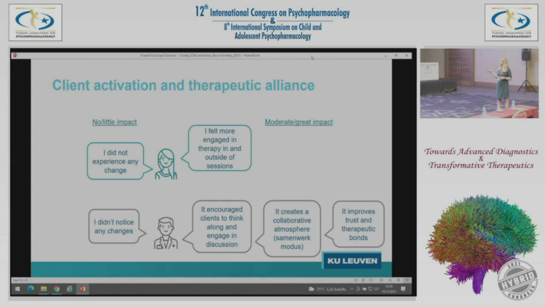In terms of client activation and therapeutic alliance, some people said it had no or little impact. I did not experience any change in that. Other people said I felt more engaged in therapy in and outside of sessions. And that is, of course, one of the things that we're really aiming for with these sort of interventions. I think in psychiatry, patients are still often treated as very passive recipients. The clinician tells you what's wrong with you and then tells you what you have to do.